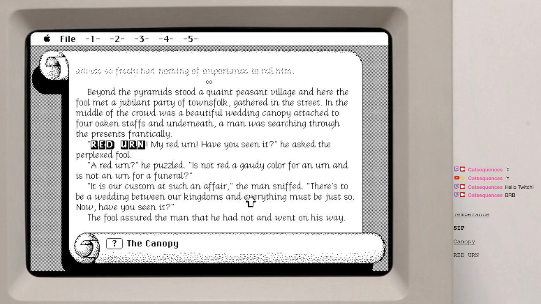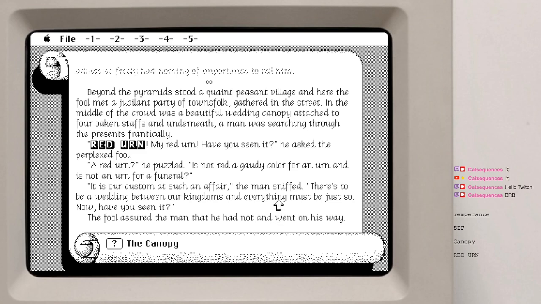Red urn! My red urn! Have you seen it? He asked the perplexed fool. A red urn? He puzzled. Is not a red a gaudy colour for an urn? Is it not an urn for a funeral? It is our custom at such affairs. At such an affair, the man sniffed. There's to be a wedding between our kings, and everything must be just so. Now, have you seen it? The fool assured the man that he had not, and went on his way.